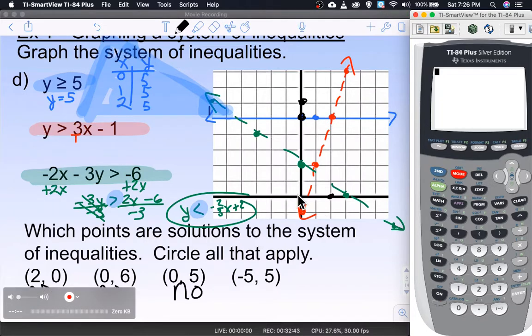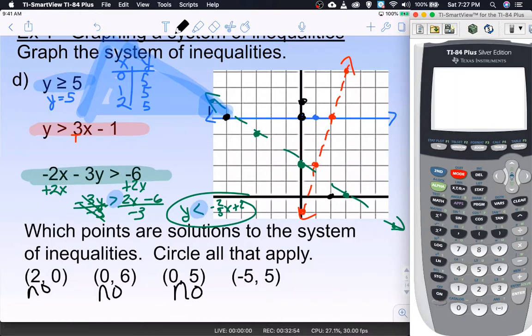Would negative 5, positive 5? 1, 2, 3, 4, 5. Actually, that one's going to be a yes. It's on a solid line that's bordering the shaded region. That is a yes. It is a solution to this system of inequalities.